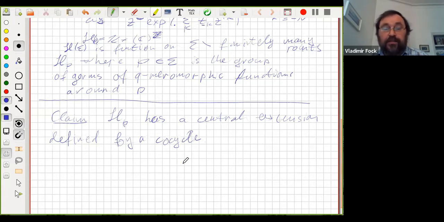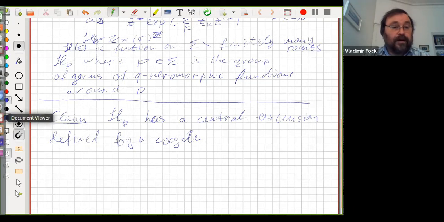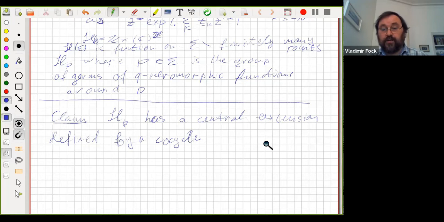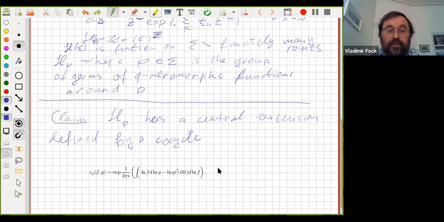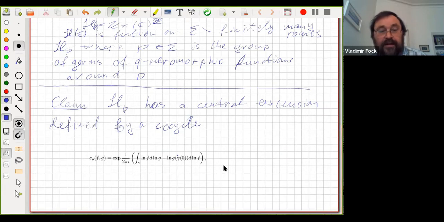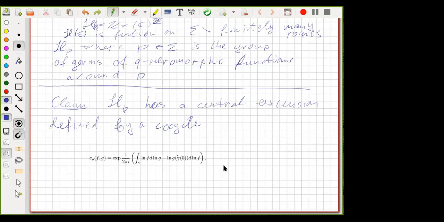I'll write it in different versions; there are several definitions. One of the definitions is the following. Let me try to insert it. Sorry, I didn't manage to move it, but I hope the formula is visible. Can you see the formula, by the way? It's visible. Okay, thank you.